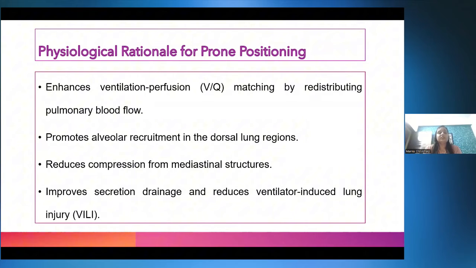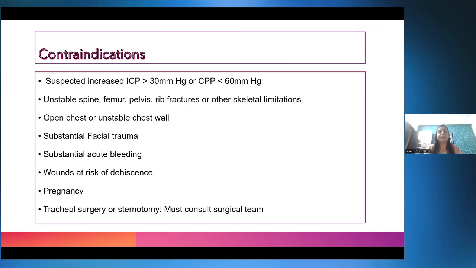The prone positioning enhances ventilation perfusion matching by redistributing the pulmonary blood flow. It promotes the alveolar recruitment in dorsal lung regions. It reduces compression from mediastinal structures, and it also improves the secretion drainage and reduces ventilator-induced lung injury.